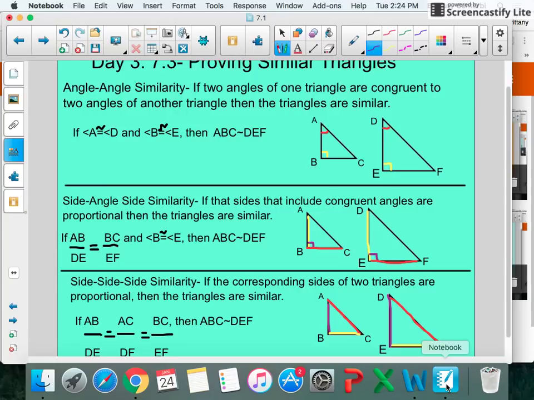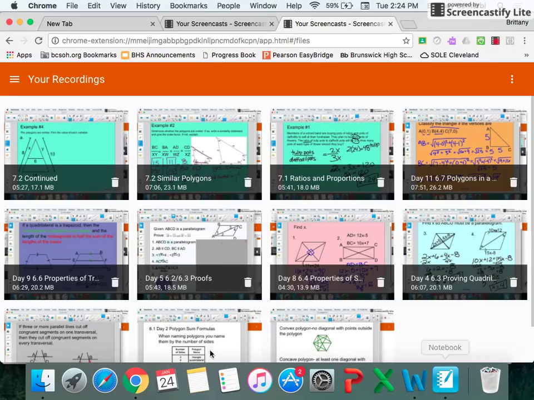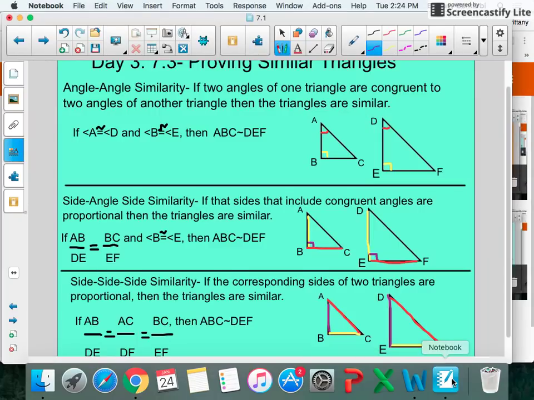So our next section is proving triangles are similar. We're not going to have to do any proofs. However, we are going to have to use our math and proportions to show that the triangles are similar. So a little bit different than congruence.